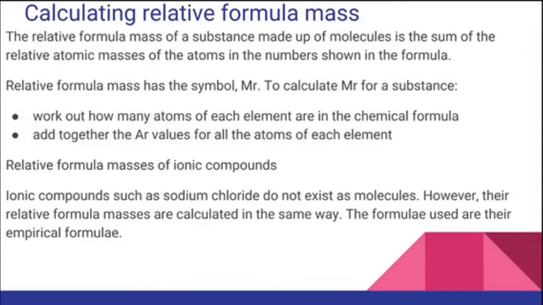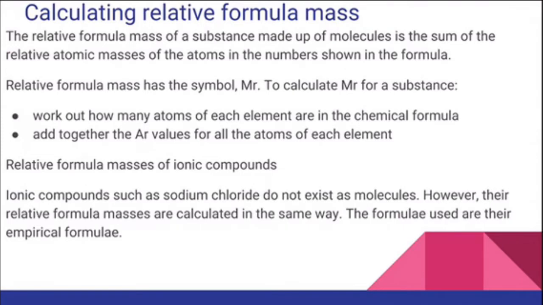Calculating relative formula mass. The relative formula mass of a substance made up of molecules is the sum of the relative atomic masses of the atoms in the numbers shown in the formula. Relative formula mass has the symbol Mr. To calculate Mr for a substance, you have to work out how many atoms of each element are in the chemical formula, and then you have to add together the Ar values for all the atoms of each element.